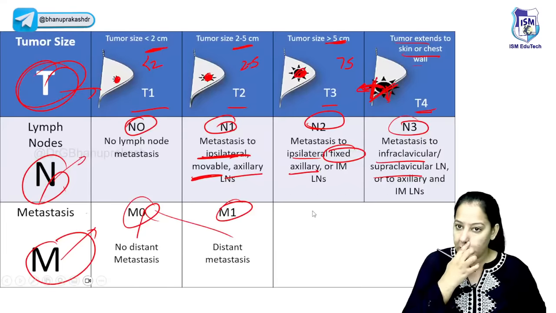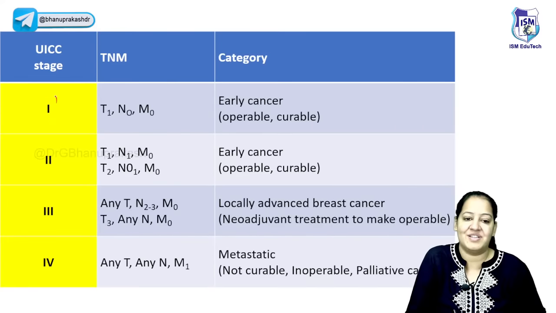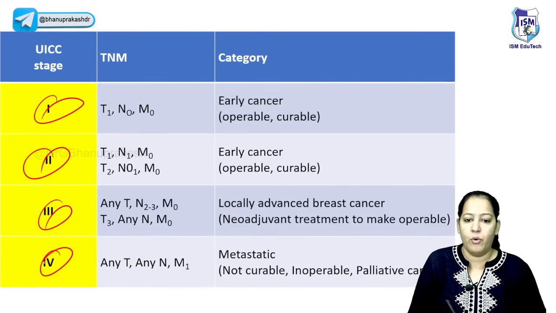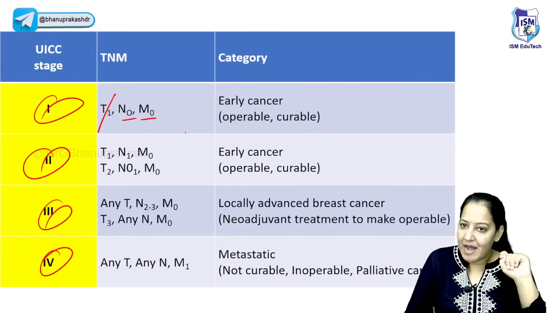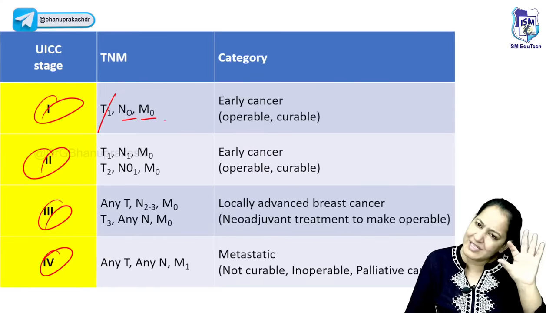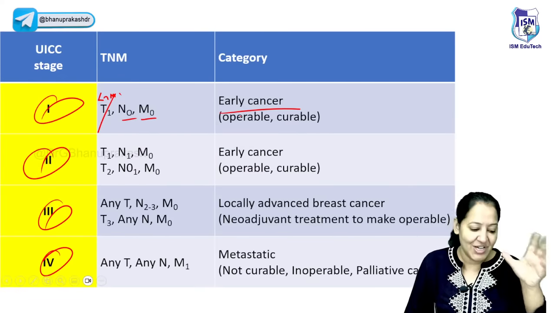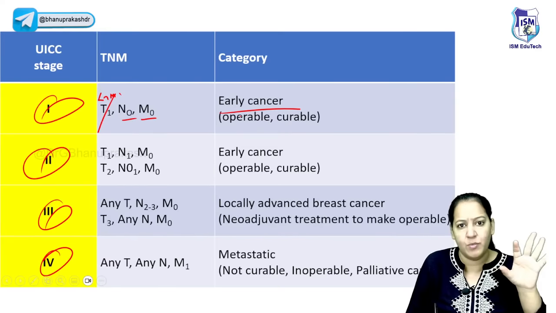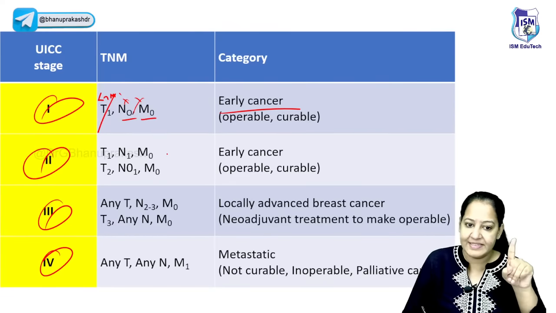You got it? Based on that, we will do the staging. We have four stages in a patient: Stage 1, 2, 3, 4. If T1 is there and N and M are absent, no nodes, no mets, only a small tumor less than 2 cm, it's early cancer, stage 1 cancer. Stage 1 has only a tumor, less than 2 cm, no nodes, no mets. Got it? That is stage 1.